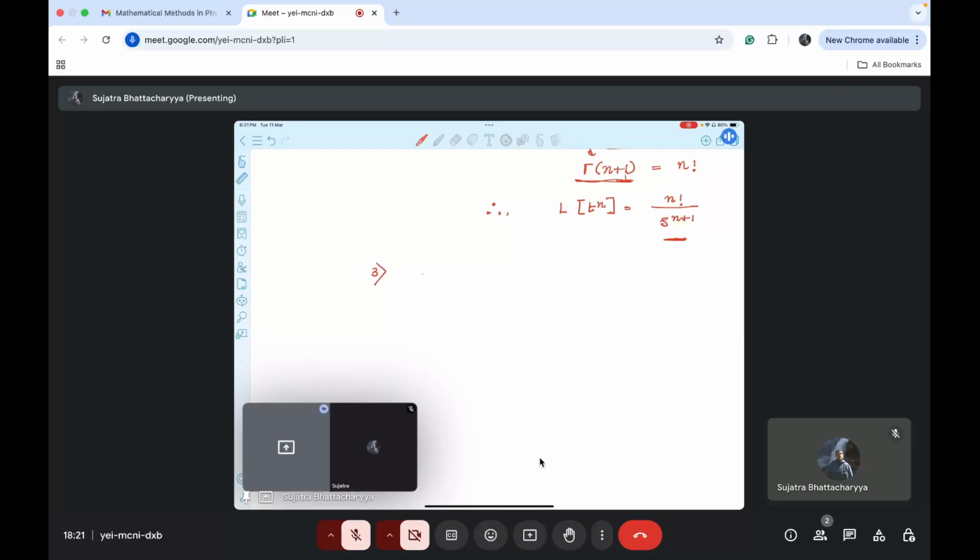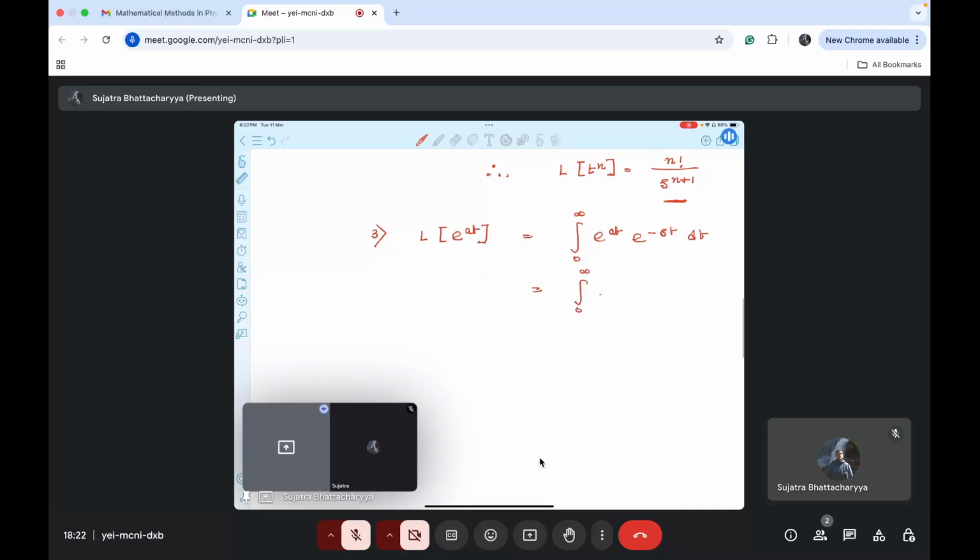which is the Laplace transform of, let's say, the exponential function e to the power at, with a times t. How to do it? Simple. The integral from 0 to infinity, e to the power at, e to the power minus st dt. This is the definition, and we will follow the definition. So it will be the integral from 0 to infinity, e to the power, let's say take minus common, so minus (s minus a)t dt.